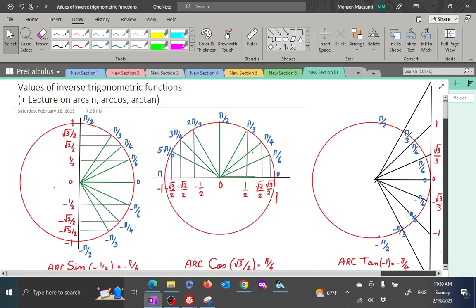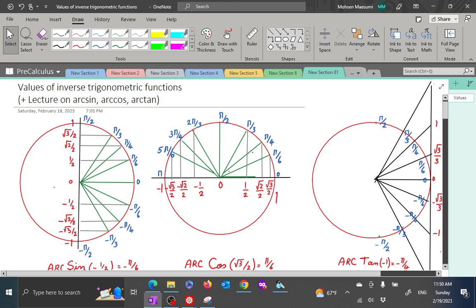Hi, welcome to another lecture on precalculus. Title of the section is Values of Inverse Trigonometric Functions. However, I'm going to use it as a lecture on arcsine, arccosine, and arctangent.